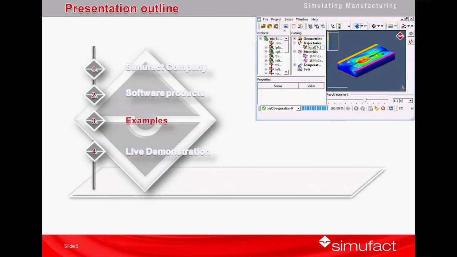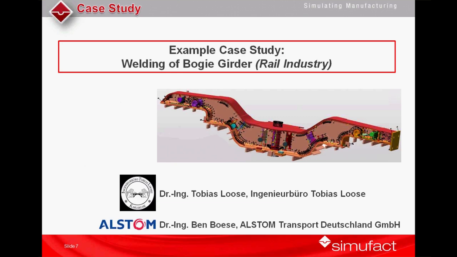Going into a few examples to give you an idea of what type of simulations you can do with the software and what type of results you can get out of the simulations, I want to start with a very nice example of welding of a bogie girder. This is a part of the rail car, the rail industry. This example was created by one of our partners, Dr. Tobias Lohse, together with Dr. Ben Böse from Ulster in Germany.